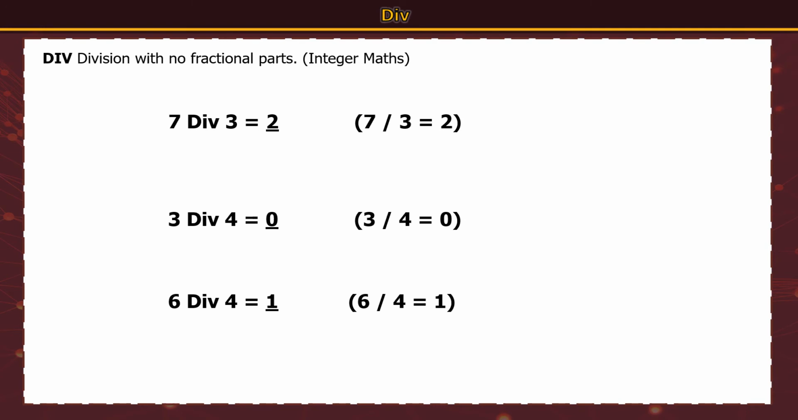Div is division with no remainder. For example, 7 div 3, well 3 goes into 7 twice, so the answer is 2, and we're not interested in the remainder. 3 div 4, well 4 doesn't go into 3 at all, so that's a 0, and we're not interested in the remainder. 6 div 4, well 4 goes into 6 once, so the answer is 1, and again, we're not interested in the remainder, there's no fractional part.